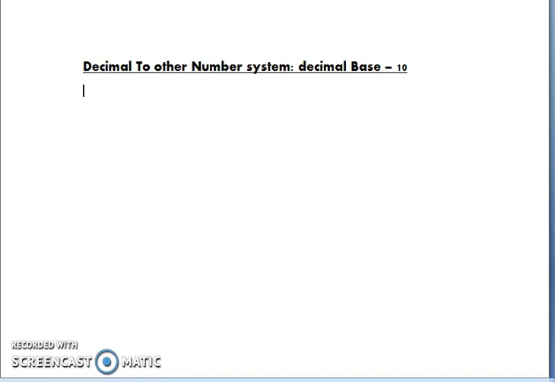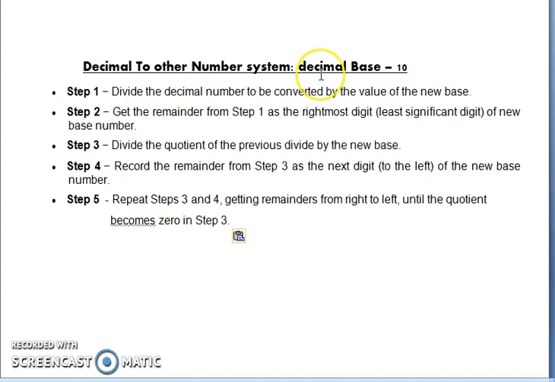Suppose decimal to binary: the decimal number is always divided by 2. The division is repeated until the remainder is less than the new targeted base value. So this is the procedure. Step 1, divide the decimal number to be converted by the value of the new base. For example, to convert to binary, the new base is 2. To convert to octal, the new base value is 8. To convert to hexadecimal, the new base is 16. Divide that number by the targeted base value.